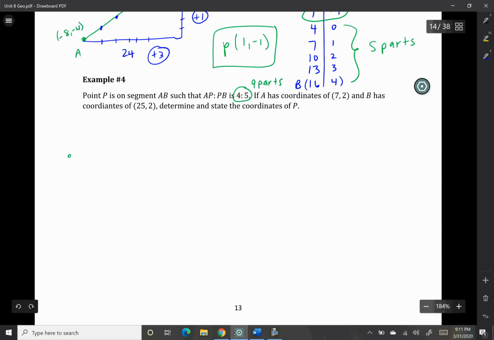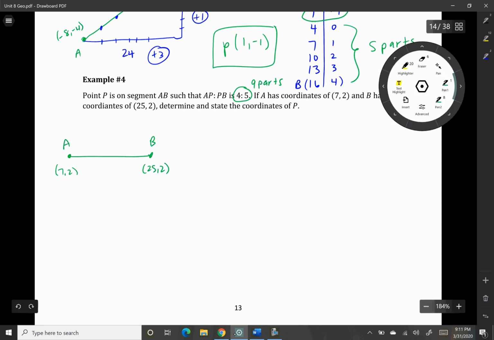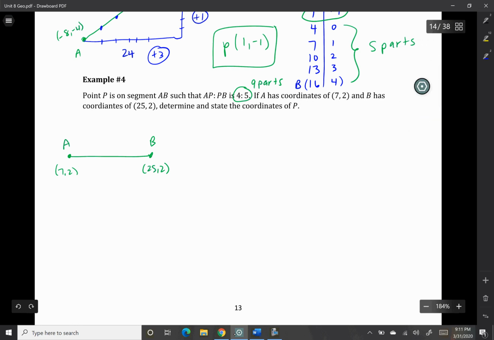So when I sketch this out, I'm going to say point A, which is 7, 2. And somewhere over here is going to be point B, which is 25, 2. So to get from point A to point B, I'm not going to have any vertical change, but I am going to have a horizontal change. So how much do I have to go from 7 to 25?